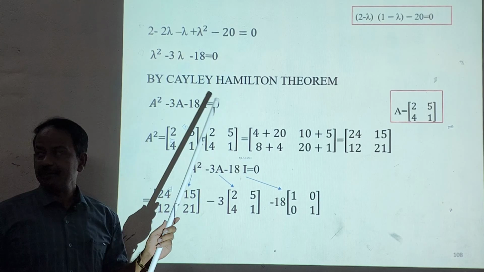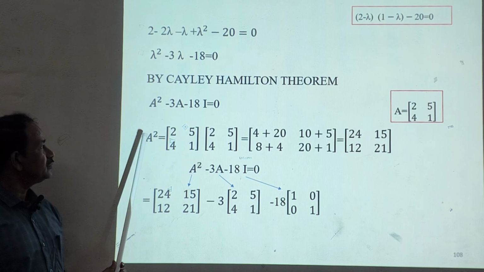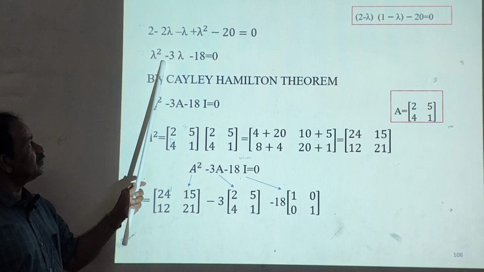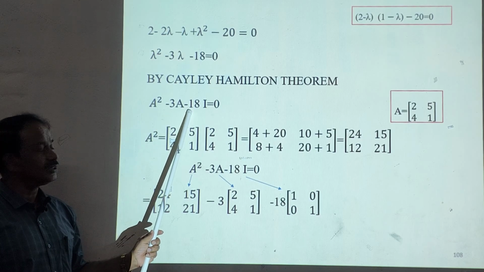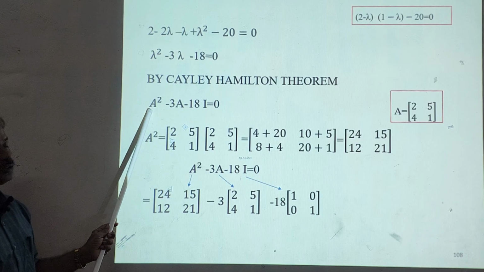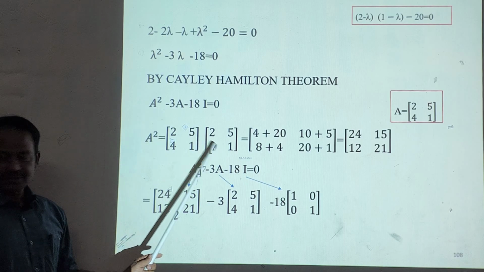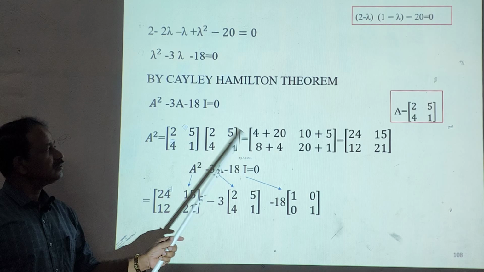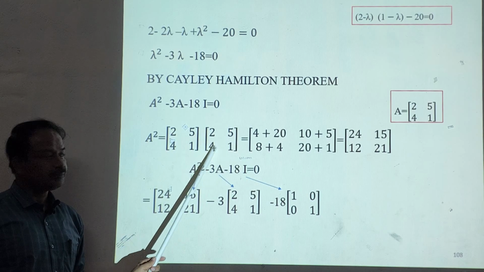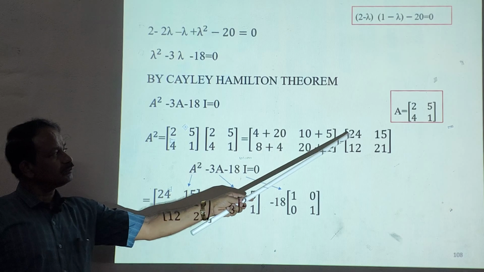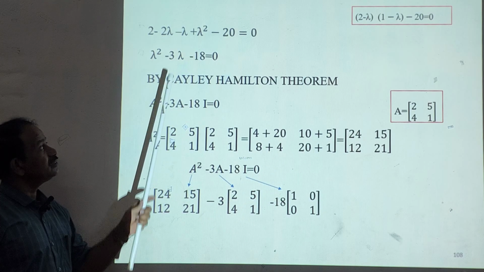So by the Cayley-Hamilton theorem, lambda is replaced by A. So this equation becomes A squared minus 3A minus 18I equal to 0. You have to find out first A squared. A is given as this, so A squared is this. A squared: 2 multiplied by 2 plus 5 multiplied by 4, and we have 24, 15, 12, 21. So just substitute here.